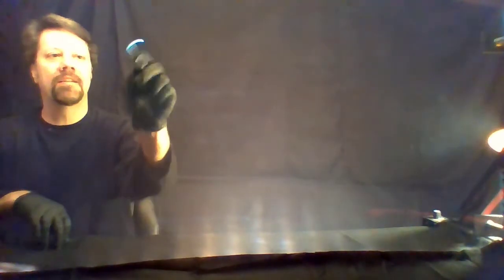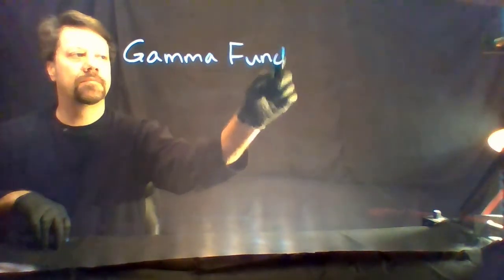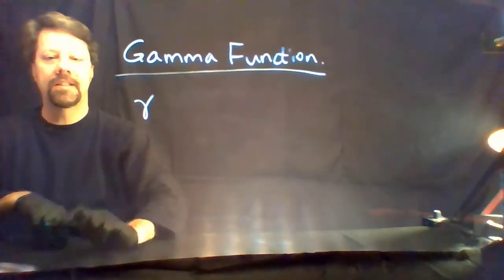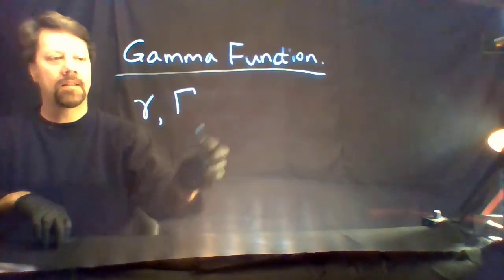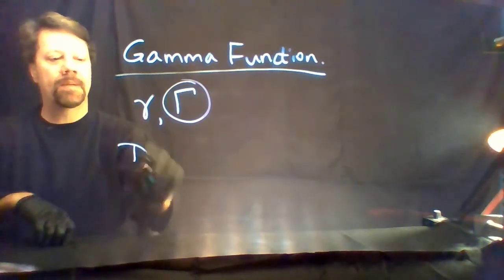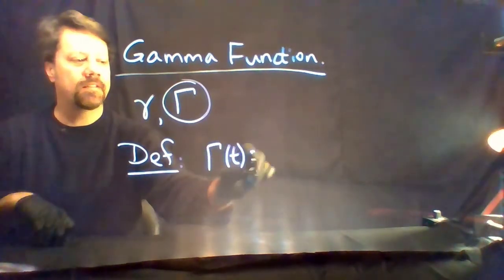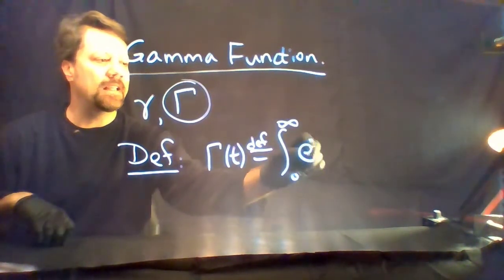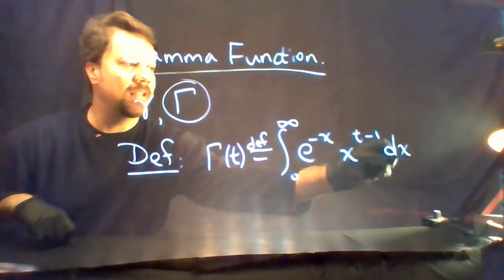So I would like to begin by discussing the gamma function. The lowercase Greek letter gamma is expressed like this, and the uppercase like this. The gamma function that we're going to talk about is the one denoted by a capital gamma. And by definition, gamma of t is the integral from 0 to infinity of e to the minus x, x to the power t minus 1 dx.